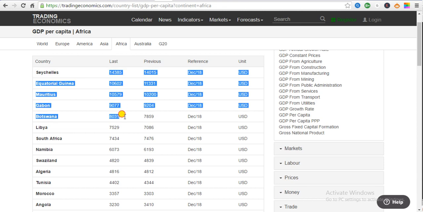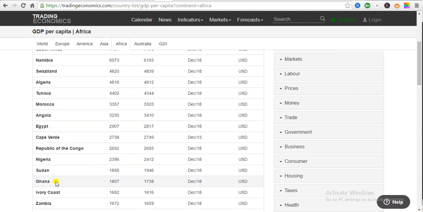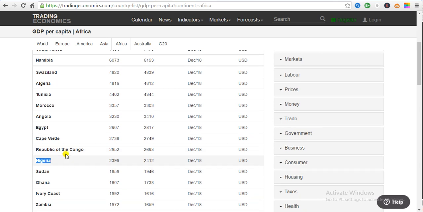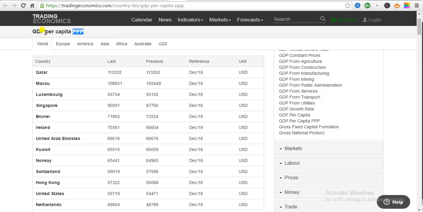So anyway, the top 5 are Seychelles, Equatorial Guinea, Mauritius, Gabon, and Botswana. These are countries that stand out in a certain way among all the other countries in Africa. Although Nigeria, where's Nigeria? All the way down here, is the biggest economy in terms of GDP. In terms of GDP per capita, the Republic of Congo is doing better than Nigeria. Namibia is doing better than Nigeria in terms of per capita. We can go into that aspect later.